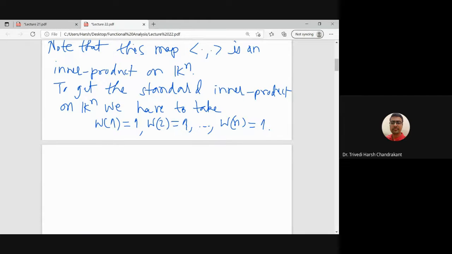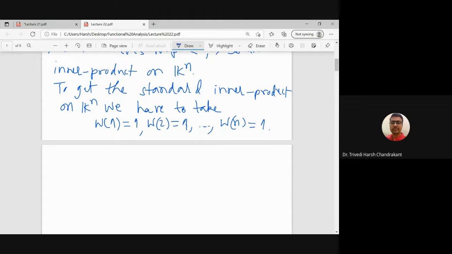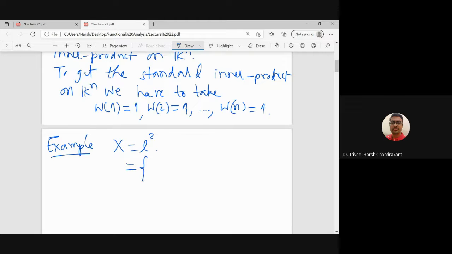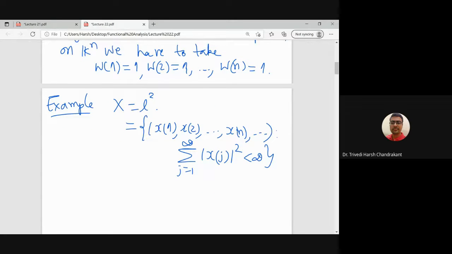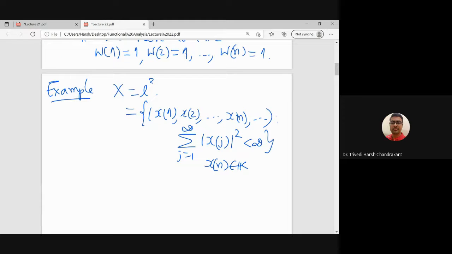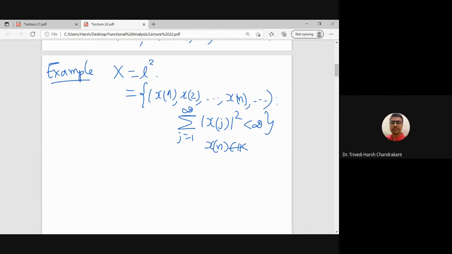So this is just a simple example of a finite dimensional inner product space. Another example is whenever we take X equals L2. So if you recall this, L2 is the set of all sequences such that summation modulus xj square is convergent. So these xj are basically real or complex numbers, depending on whether K is the set of real numbers or complex numbers. All sequences such that the corresponding series of modulus square is a convergent series.